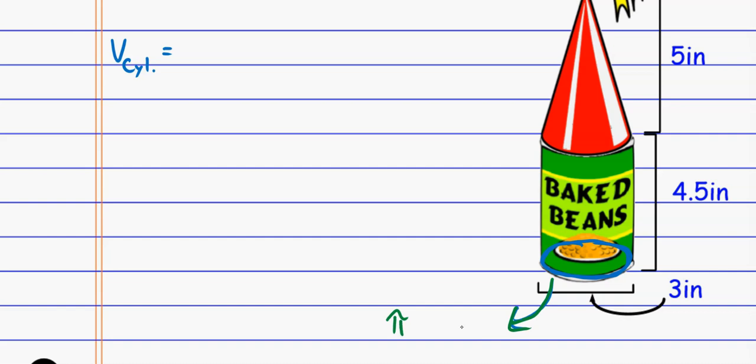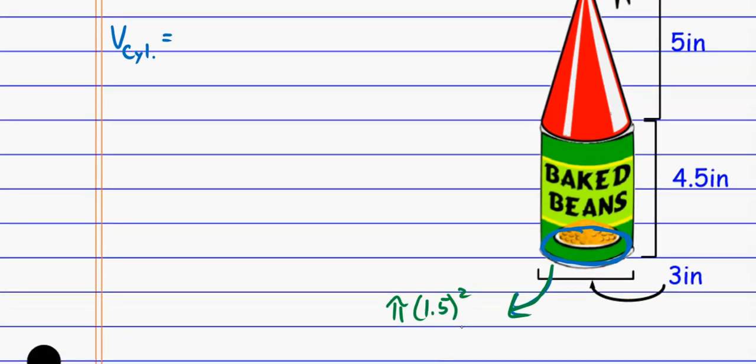So the area of the base is pi r squared. So it's 1.5 squared. And if I simplify that, that's going to give me 2.25 pi. And again, it makes more sense to leave it in terms of pi for right now. So that's going to be the area of the base times the height of the cylinder, which is 4.5. And so the volume of this thing, let's see, we're just going to plug this into our calculator. That gives me 10.125 pi. Again, I'm going to leave it that way for now.